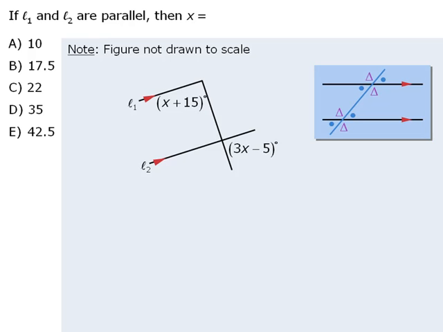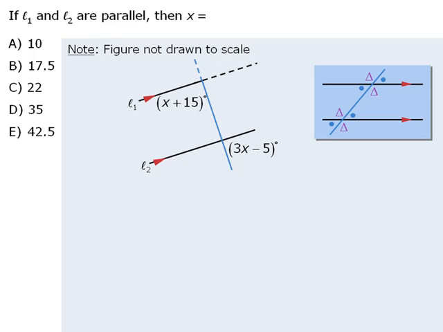To make things easier, it's a good idea to extend some of our lines. So if we extend this parallel line and this transversal, it should be easier to spot which angles are equal. Now at this point, our goal is to find the relationship between the two given angles so we can find the value of x. Now there are several different ways to approach this.